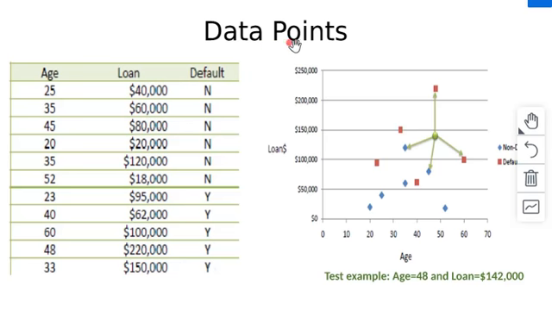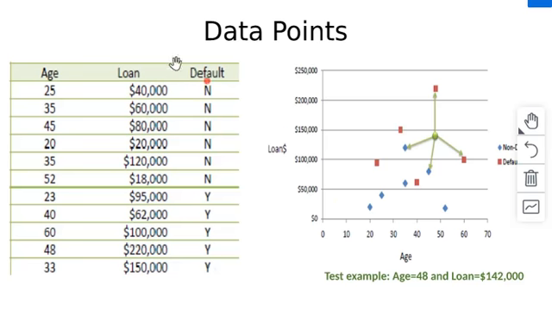The data point is nothing but our features, meaning attributes in the data set, represented in the form of a point in a D-dimensional space. D means the number of dimensions. Here we have two dimensions. Since we have two attributes, we can plot each record in two dimensions. One is age, another is loan.